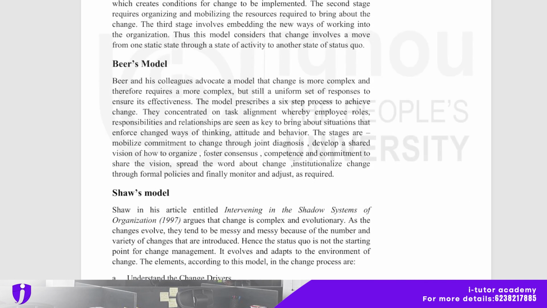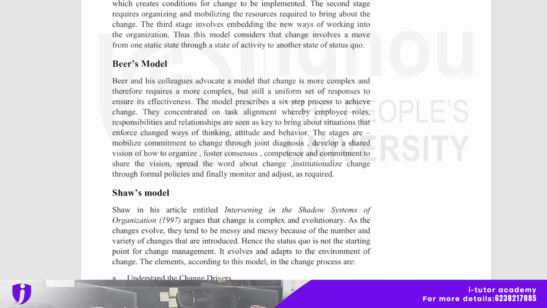Beer and his colleagues advocate a model in which change is more complex and therefore requires a more complex but still uniform set of responses to ensure its effectiveness. The model prescribes a six-step process to achieve change. They concentrate on task alignment, whereby employees' roles, responsibilities, and relationships are seen as key to bringing about situations that reinforce a changed way of thinking, attitude, and behavior.